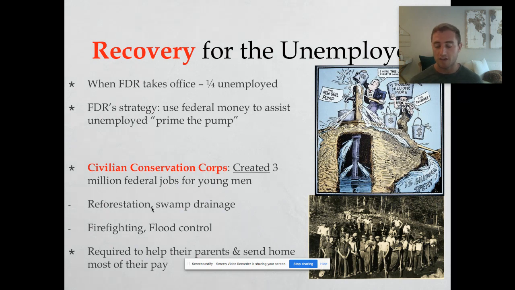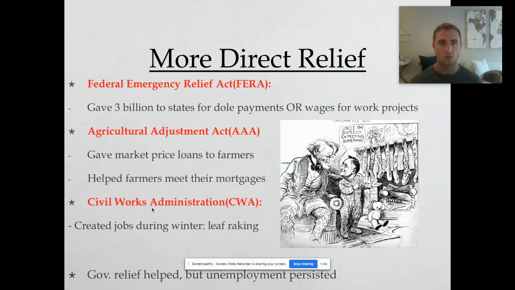And so this was a way to use federal money, creating jobs for young men, and then they had to send the majority of their paycheck back to their parents. That was what was so popular about the CCC. One of many ways, recovery for the unemployed.